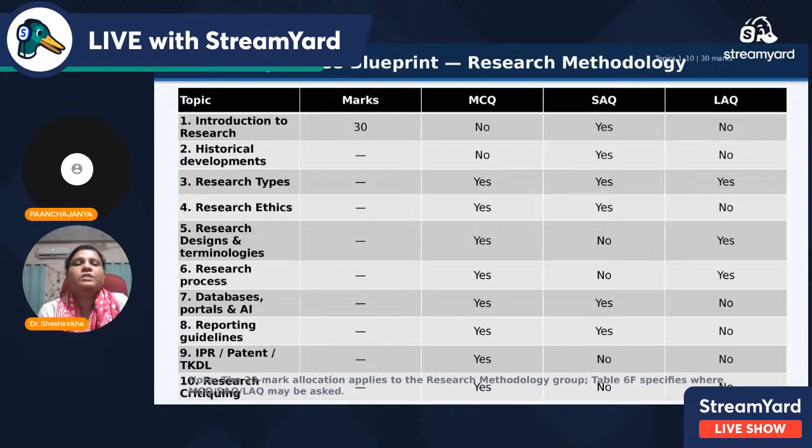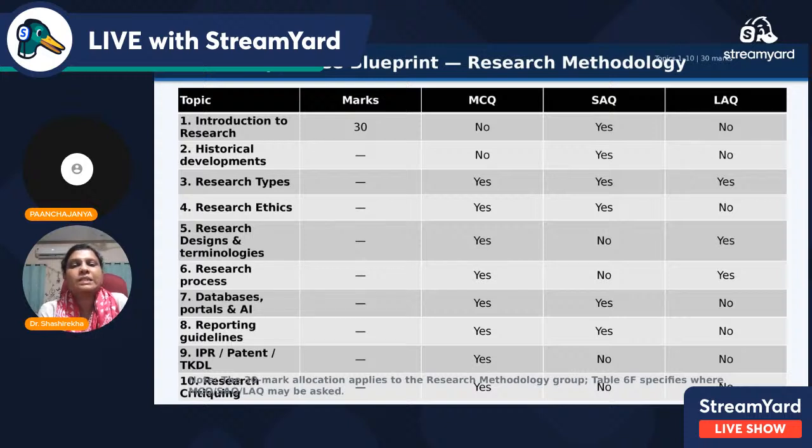Then historical developments. This is actually the NLH theory part. Here you must know the historical development of research. How you are going to start is from the ancient period till the modern period, how it has evolved. Those points you are supposed to cover, so that you have to prepare for 5 marks. These are the probable questions from topics 1 and 2.